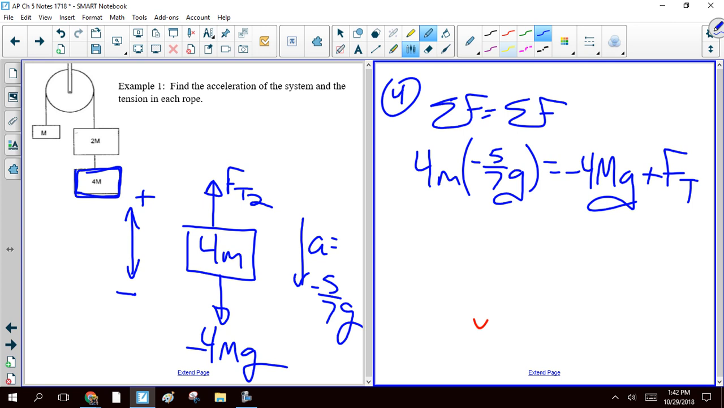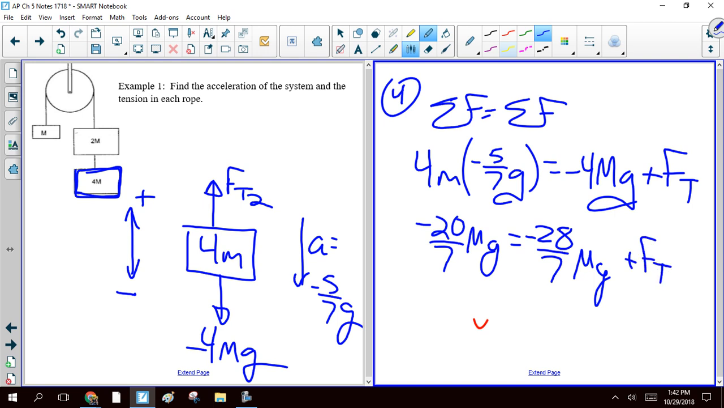So this is negative 20 over 7 mg equals negative 28 over 7 mg, right? 4 is the same as 28 over 7. Plus the tension, so add, and you get 8/7 mg equals the tension force there.